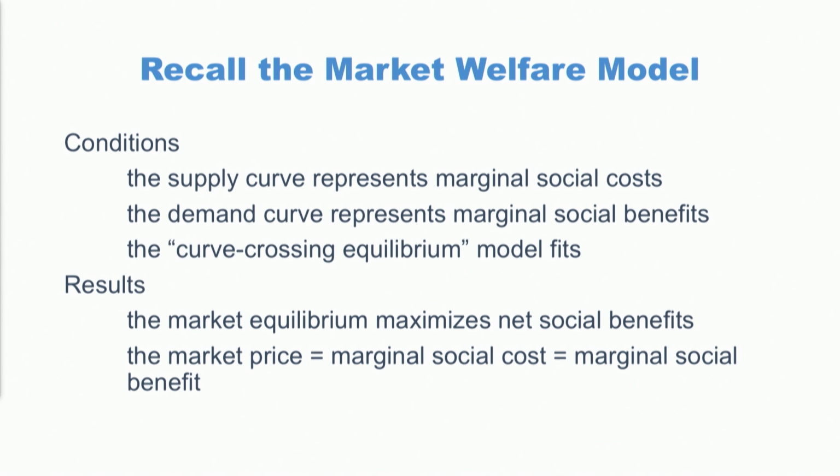But for now, today we're going to be looking at the first two conditions, the supply curve condition and the demand curve condition. If those conditions are all met, the two results of the model are, first, that the market equilibrium would also be the level of production and consumption at which net benefits to society were maximized, and second, that the market price would equal the marginal or incremental cost to society of producing one more good, and also the benefit to society of producing one more good if you accept that cost and benefit framework.